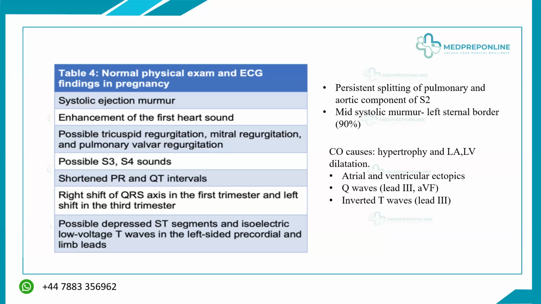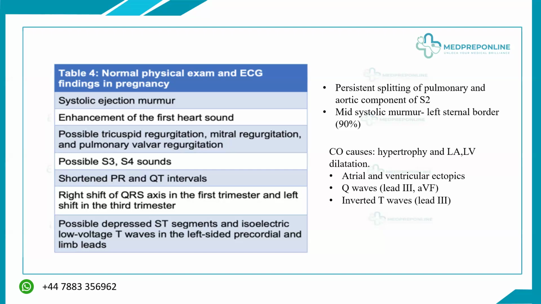So how is this reflected on your ECG? You may find Q waves, which you will see in lead 3 and AVF. Then you may find inverted T waves in lead 3. Because of the increase in heart rate, it predisposes patients to developing atrial and ventricular ectopics, and in some cases you might even encounter supraventricular tachycardia, right? So all of these points are very important and frequently asked questions on what are the normal findings in ECG, as well as what are the normal cardiovascular changes that you see.